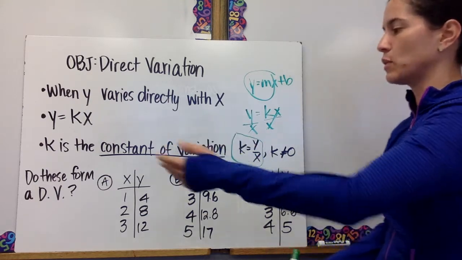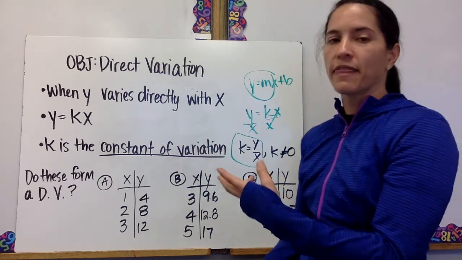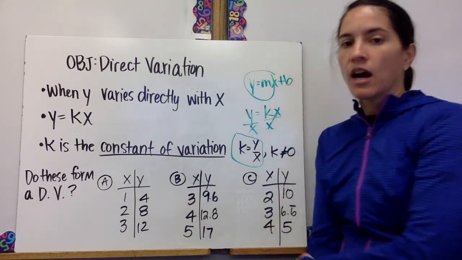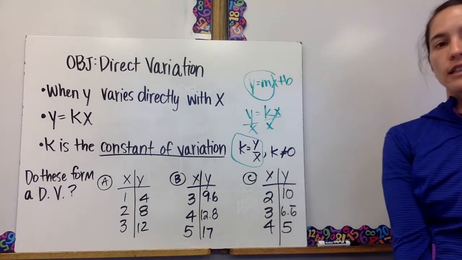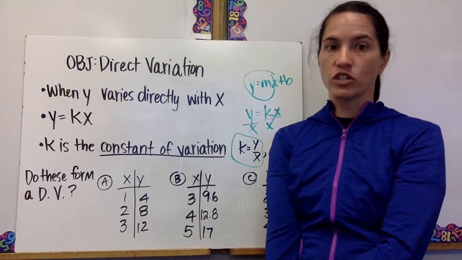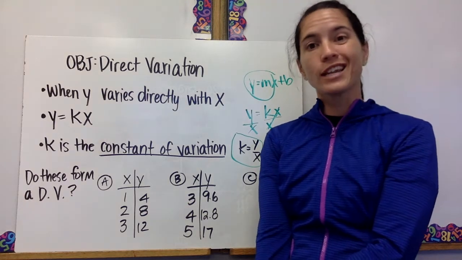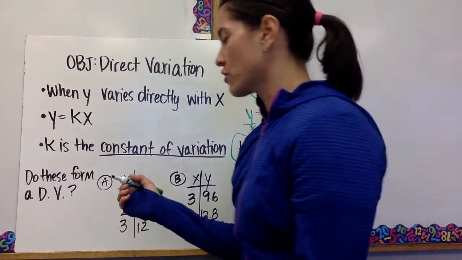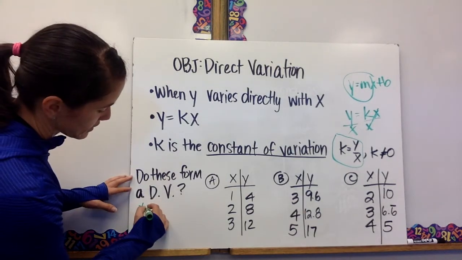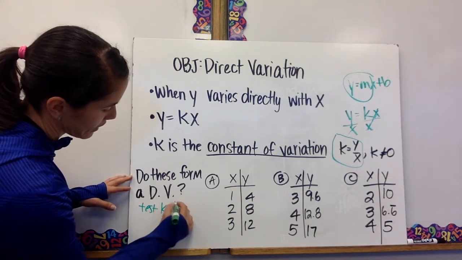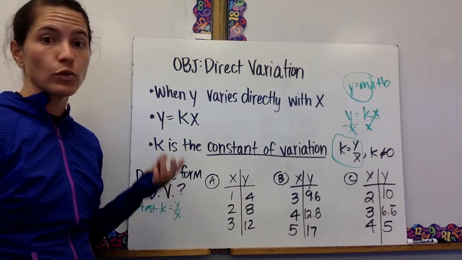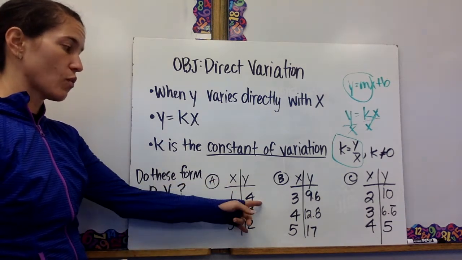So our first example, I put it up here. I think on your handout, you need to fill in the numbers, but I'm going to show you how to decide if the table is a direct variation. Do these form a direct variation? We need to test to see if their k's are the same. I'm going to come on this side. So we need to test the k's. K's equal to y over x. So for every table, I'm going to test the value y over x.